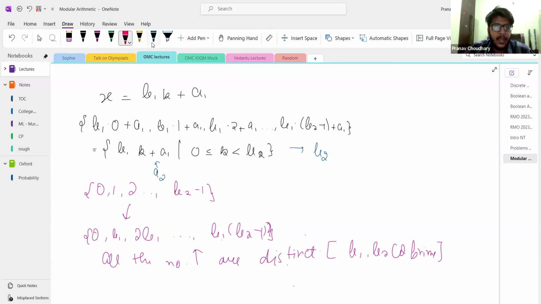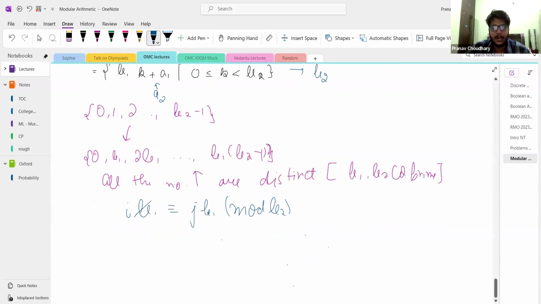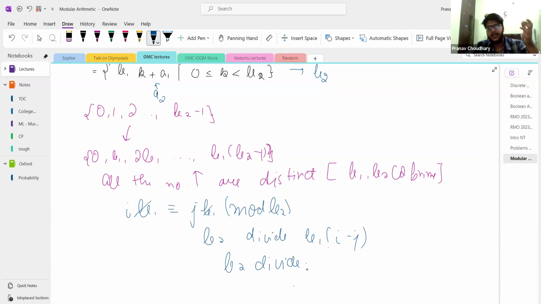Let's just prove it. Say i times b1 is congruent to j times b1 mod b2. Then since b1 and b2 are co-prime, you can cancel this out. Or you can go to the divisibility notation: b2 will divide their difference, so it should divide i minus j, which means i and j should be congruent mod b2. But that is not true because i and j are both in this set, so they are less than b2 and can't be congruent. Cool. And I just added 0 in here, so all these numbers are distinct.